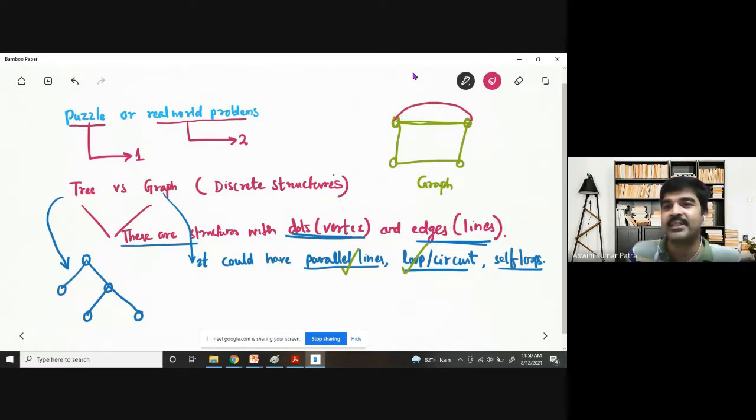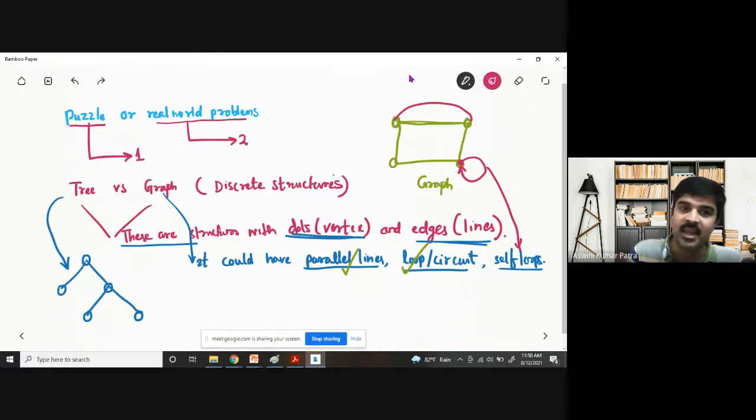Okay, and self loop does mean that I started from here again without reaching anywhere, and again reach here. So this is called a self loop. So a graph can contain all these three things, but a tree cannot contain any of these things. A tree cannot have such a loop. If I connect that, it will no longer be a tree.